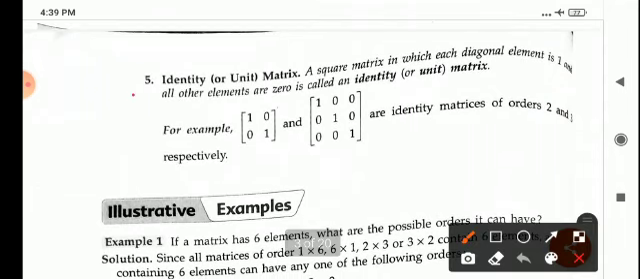Number 5, identity or unit matrix. A square matrix in which its diagonal elements are 1 and all other elements are 0 is called identity or unit matrix. For example, 1, 0, 0, 1, and 1, 0, 0 diagonals are 1. Therefore, it is identity or unit matrix.